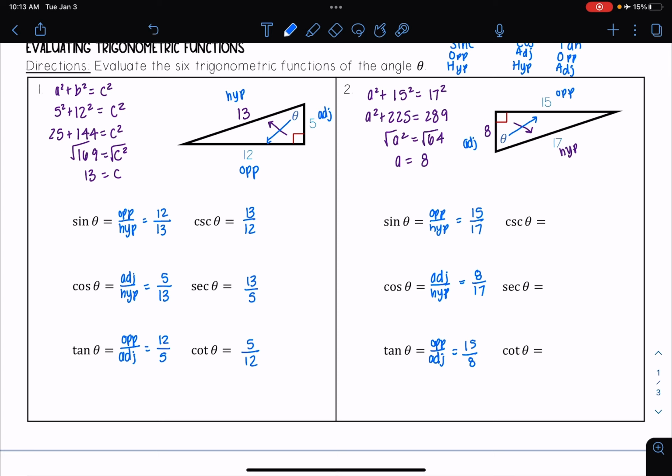And now to figure out these other ones, it's just going to be the reciprocal. So cosecant is the reciprocal of sine, so that's going to be 17 over 15. Secant is the reciprocal of cosine, so that's going to be 17 over 8. And cotangent is the reciprocal of tangent, so it's going to be 8 over 15.